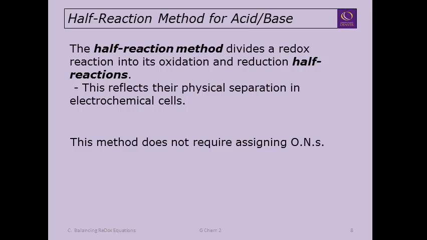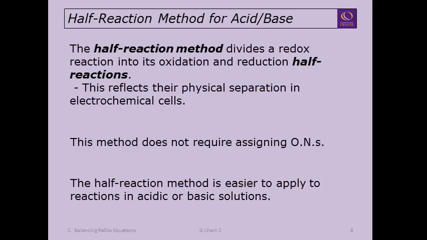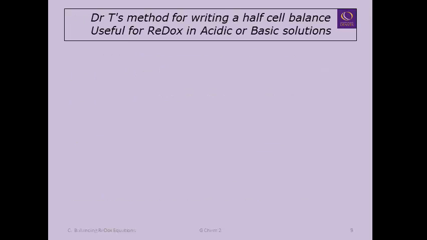Now, take that with a grain of salt, because you might have to do oxidation numbers to figure out who's reduced and who's oxidized. The half reaction method is usually easier to apply if you're trying to solve in acidic or basic solutions, because it's hard to intuit what goes on in an acid or basic solution, but this method will actually cover that correctly. So this is Dr. T's method to balance an overall redox reaction.